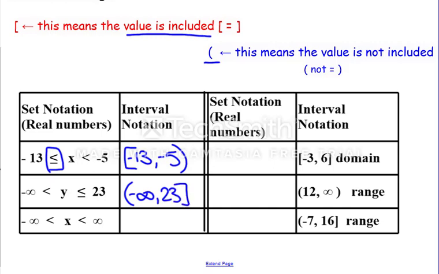And last but not least, negative infinity to infinity. As I said before, we can never actually reach infinity. So those points are not included.